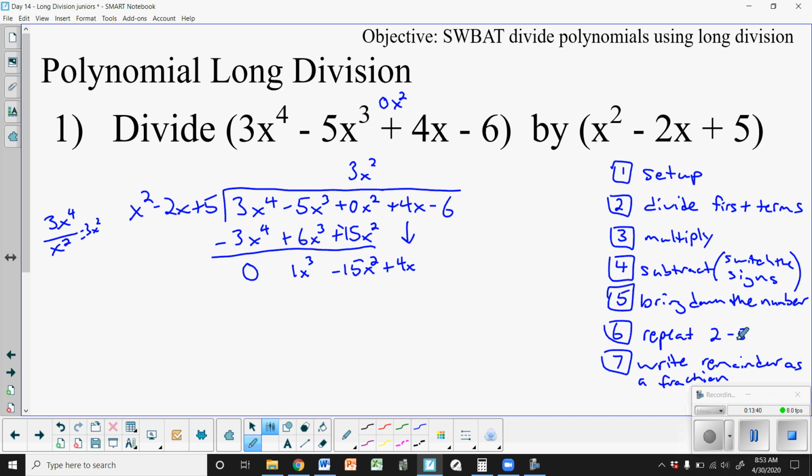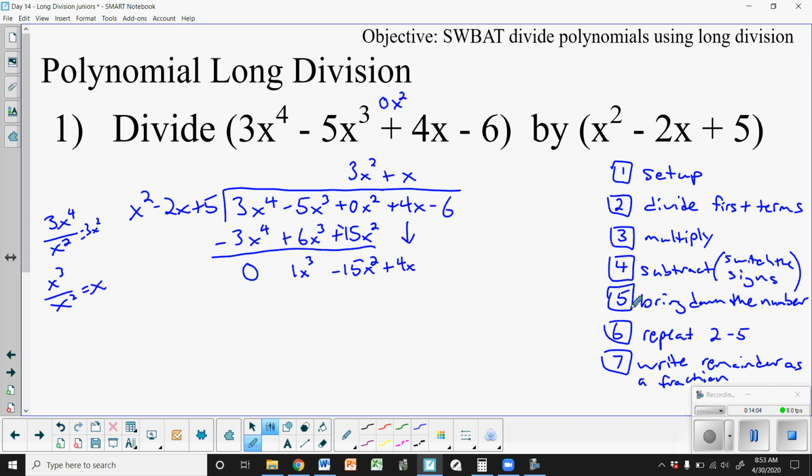Step 6 says repeat 2 through 5. So now we're going to divide the first terms. This is what we're looking at now in the bottom here. So we're going to divide x cubed by x squared. What does that give us? That's right, x. It needs to go above the x in the x column. So it's positive, so we plus x.